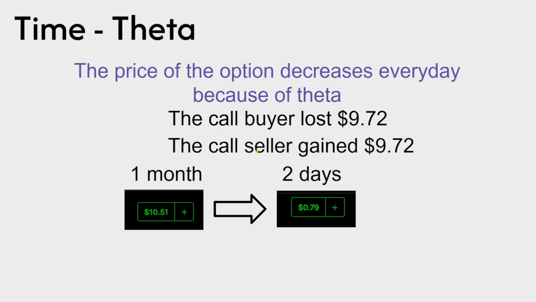The call seller is the other side of that coin. They gained $9.72. They sell the $10 call with a month till expiration, and then they buy it back with 2 days left for 79 cents. So they sell it, they get $10, and then they pay 79 cents to buy it back, and they collect that difference of $9.72. So option sellers like theta. It works in their favor, and it works against the favor of the option buyer.